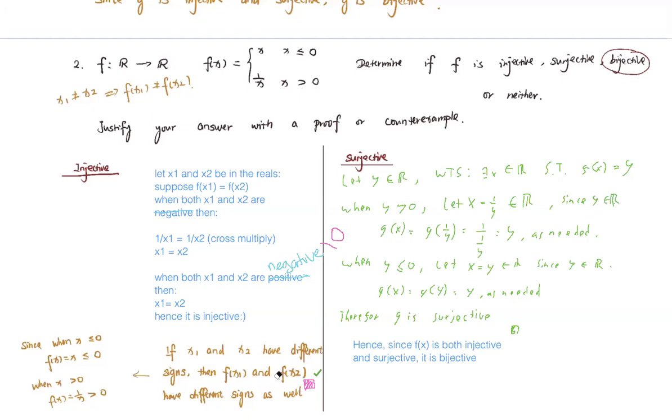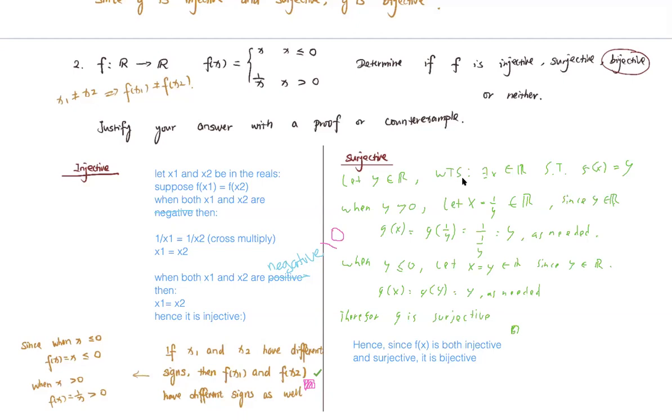Okay, let's look at surjectivity. So let y be in the real numbers. We want to show that there exists x in the real numbers such that f of x equals y exactly. Okay, the first part is perfect. Now we discuss cases. When y is greater than 0, let x be 1 over y. That means we have this, okay? Let x be 1 over y, which is also a real number since y is a real number.